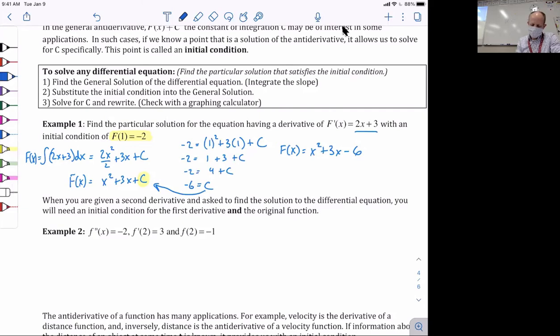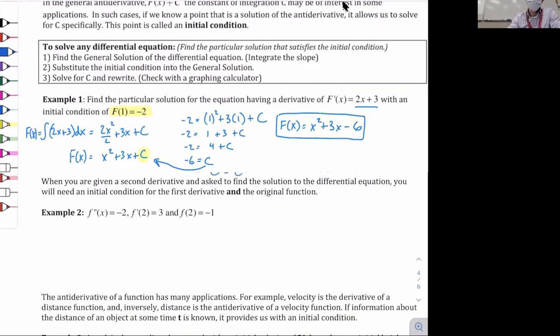All right, and that is your solution to the differential equation, the particular solution when f at 1 equals -2. All right, now sometimes you're given a second derivative and asked to find the solution to the differential equation.